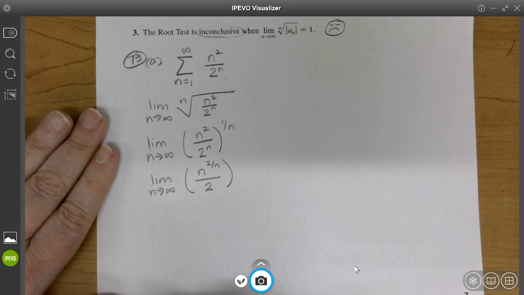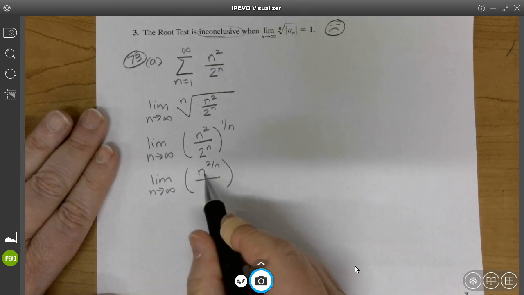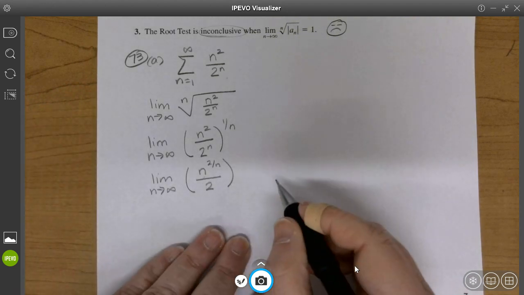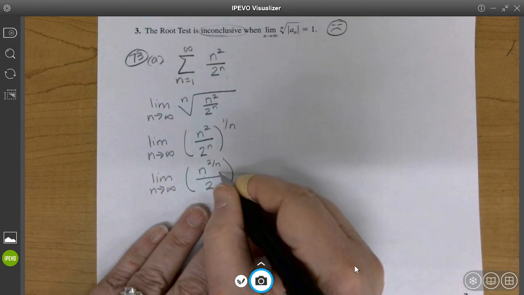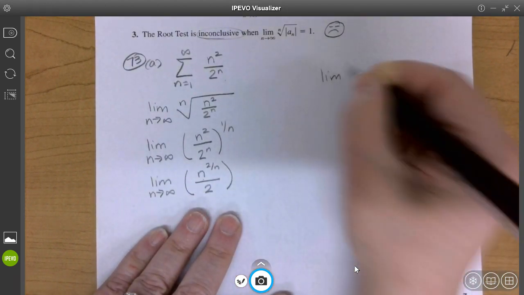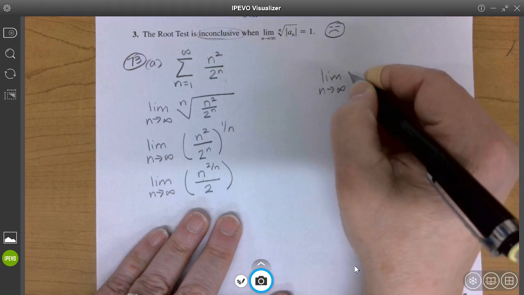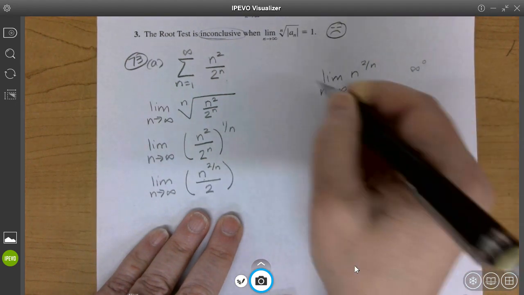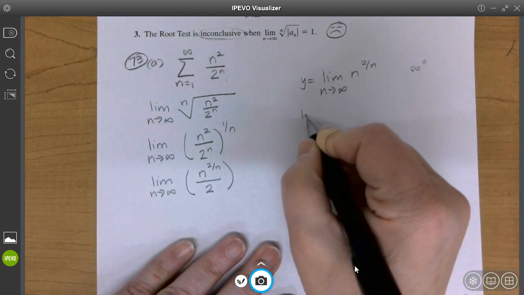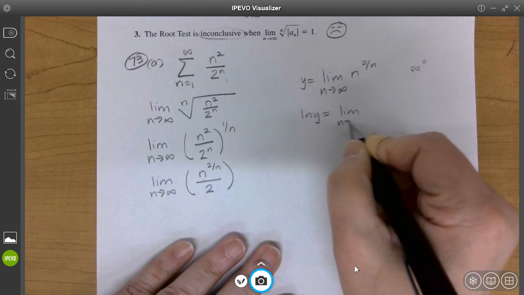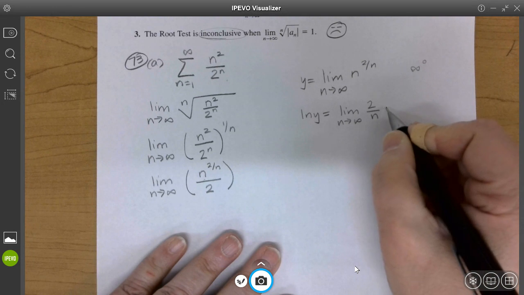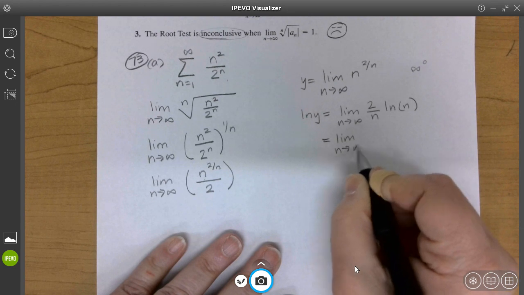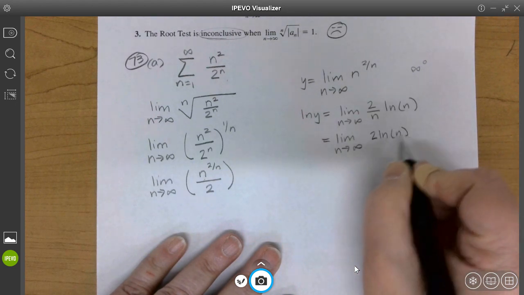And everybody's going to say, well, that's going to go to n to the 0. Well, but n is in the denominator too. You've got to use L'Hopital's rule, because the limit as n goes to infinity of n to the 2 over n is really of the form infinity to the 0. So we'd say y equals that, and the natural log of y equals the limit as n goes to infinity of, bring the 2 over n down in front, natural log of n. And I need to get a fraction, so this is the limit as n goes to infinity of 2 natural log of n over n.